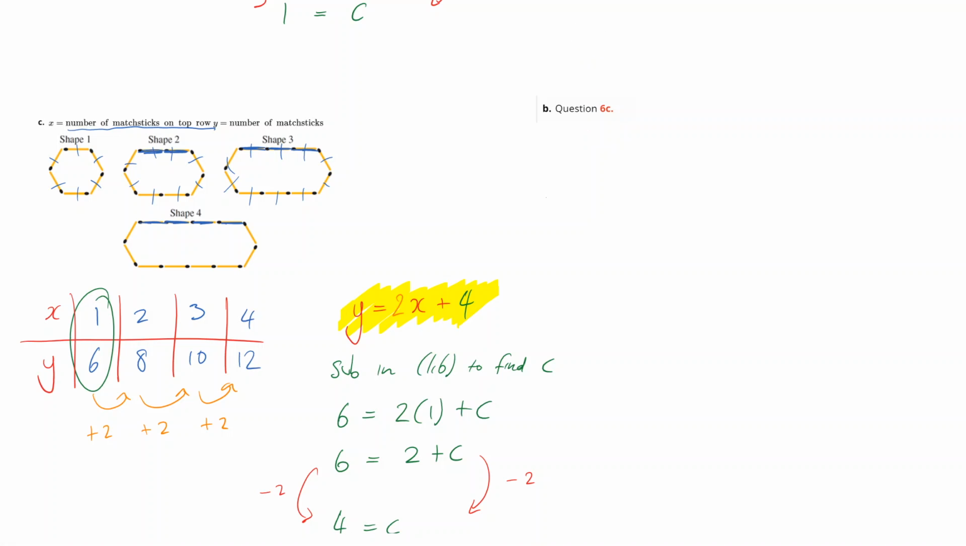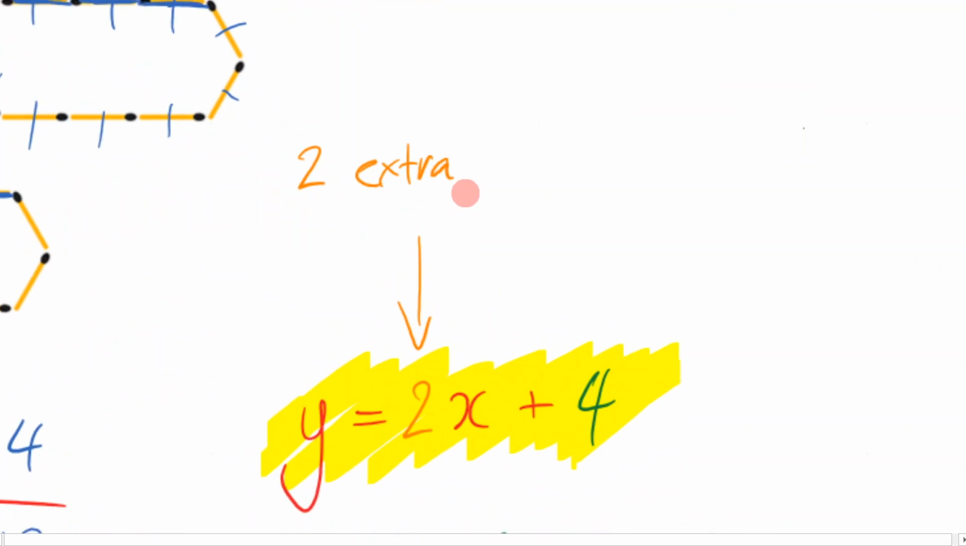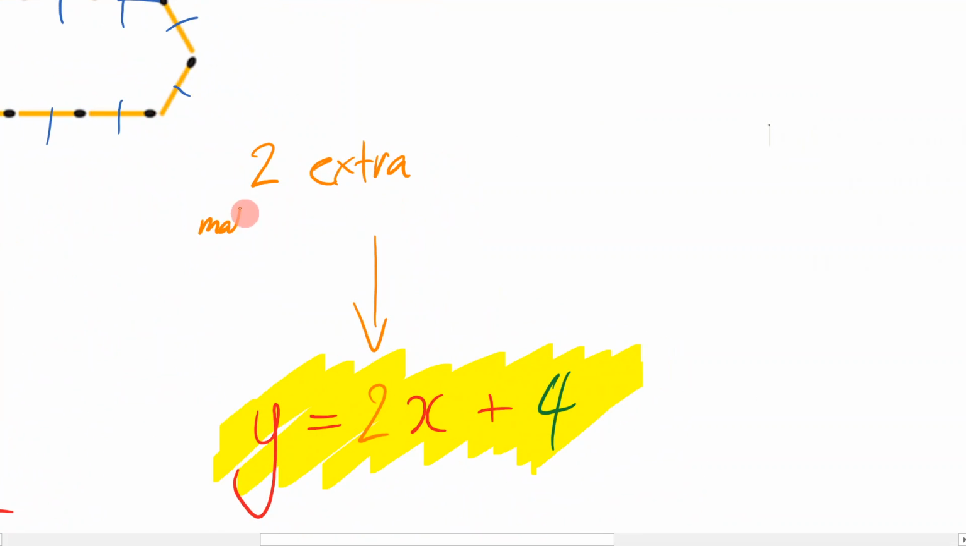All right, let's now look at question 6c. 6c is asking us to kind of verbalize what is happening in this rule. So we need to look at this rule and say, well, what's happening? How many extra matchsticks do you need each time? You need 2 extra matchsticks for each new shape. You need 2 extra matchsticks for each shape. That's what that 2 is telling you.